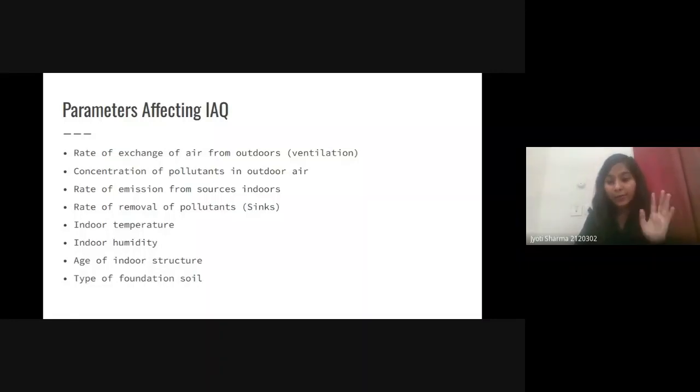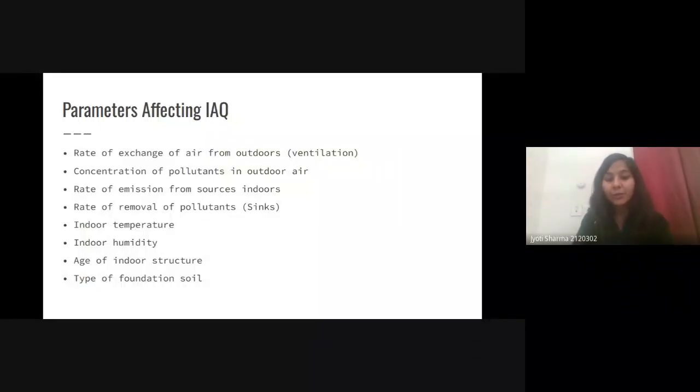Okay, so here is the list of the parameters that can affect your indoor air quality. The first is the rate of exchange of air from outdoors. So we will talk about ventilation. What do you mean by ventilation? It is the rate of exchange of gases coming from out to in and in to out. Based on that, your indoor air quality will be dependent.